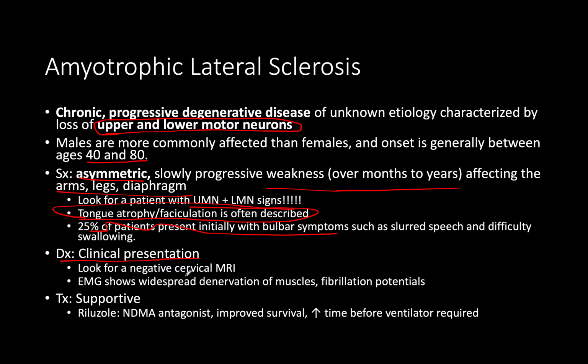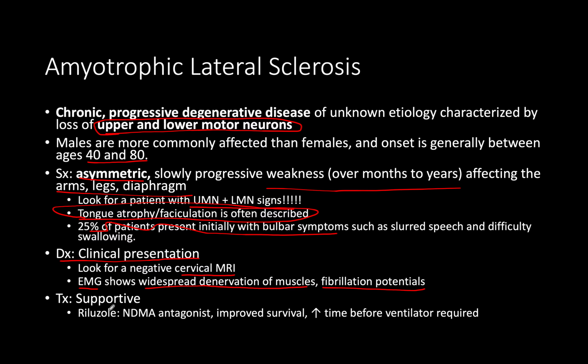Another thing that you can look for is the cervical MRI. And so with some of the conditions where you have some impingement of the cervical spinal cord, you could see the similar signs as amyotrophic lateral sclerosis. However, these patients will have a negative cervical MRI. You will not be able to see any pathology in the cervical spinal cord, and that also points you in the direction of ALS. If you wanted to really confirm this diagnosis, you could do an EMG, which would show widespread denervation of muscles, some fibrillation potentials in those nerves, and that could point you in the direction as well.